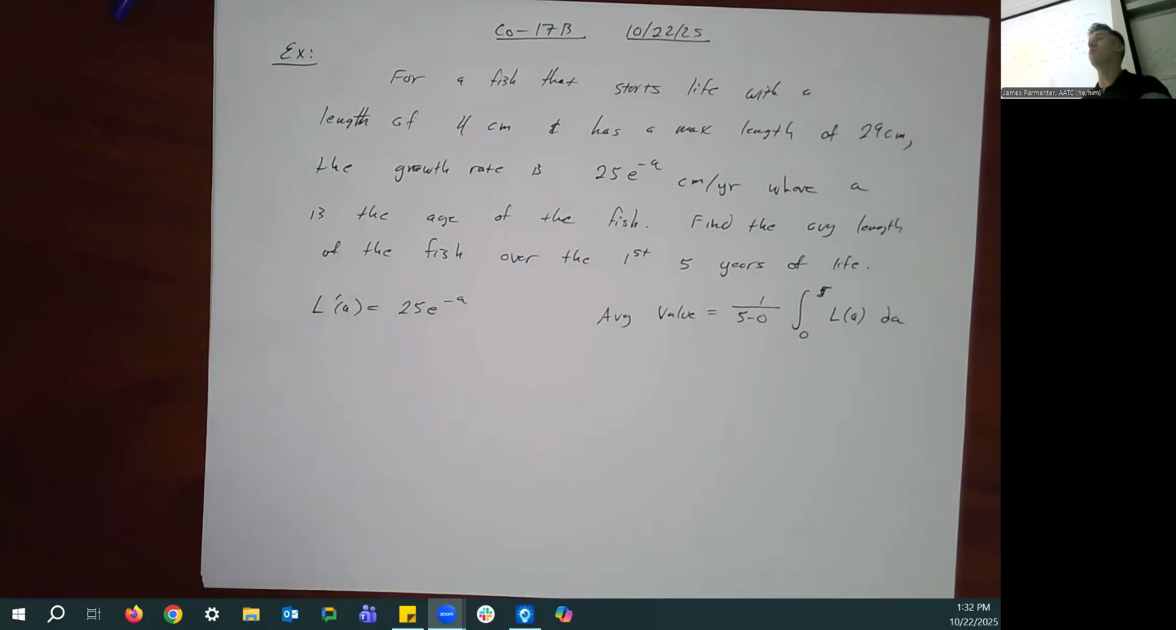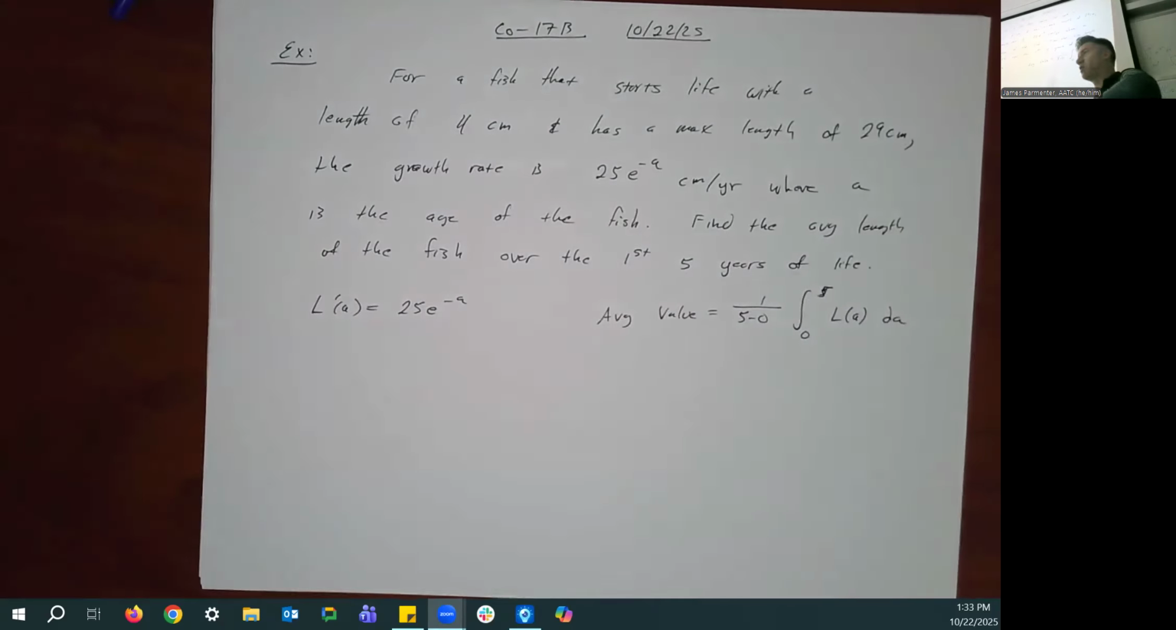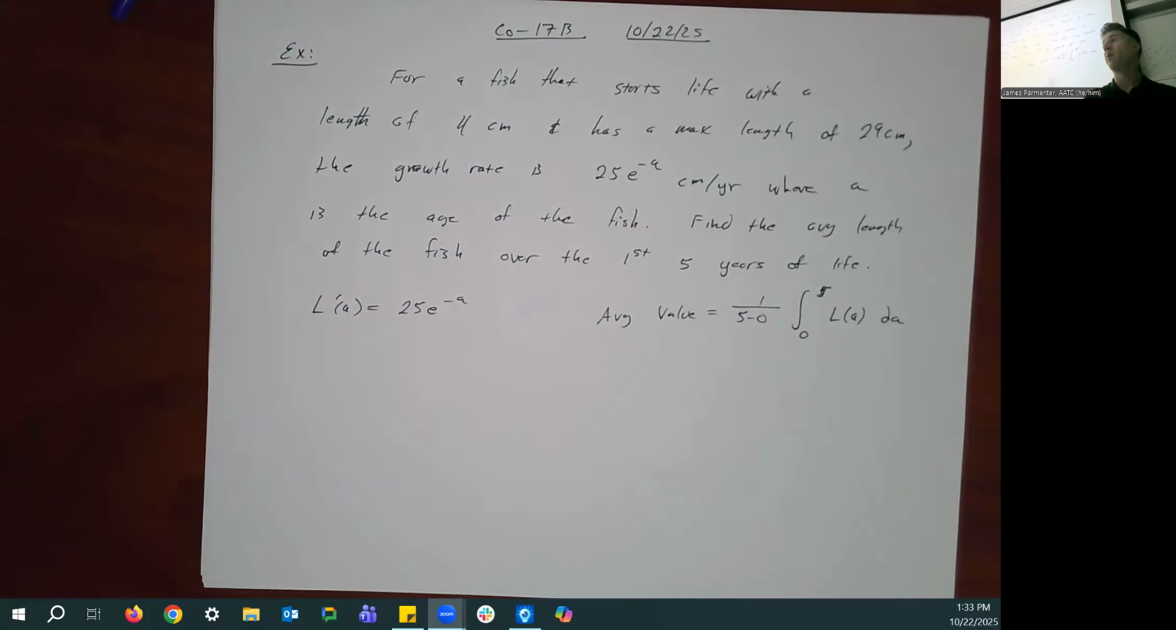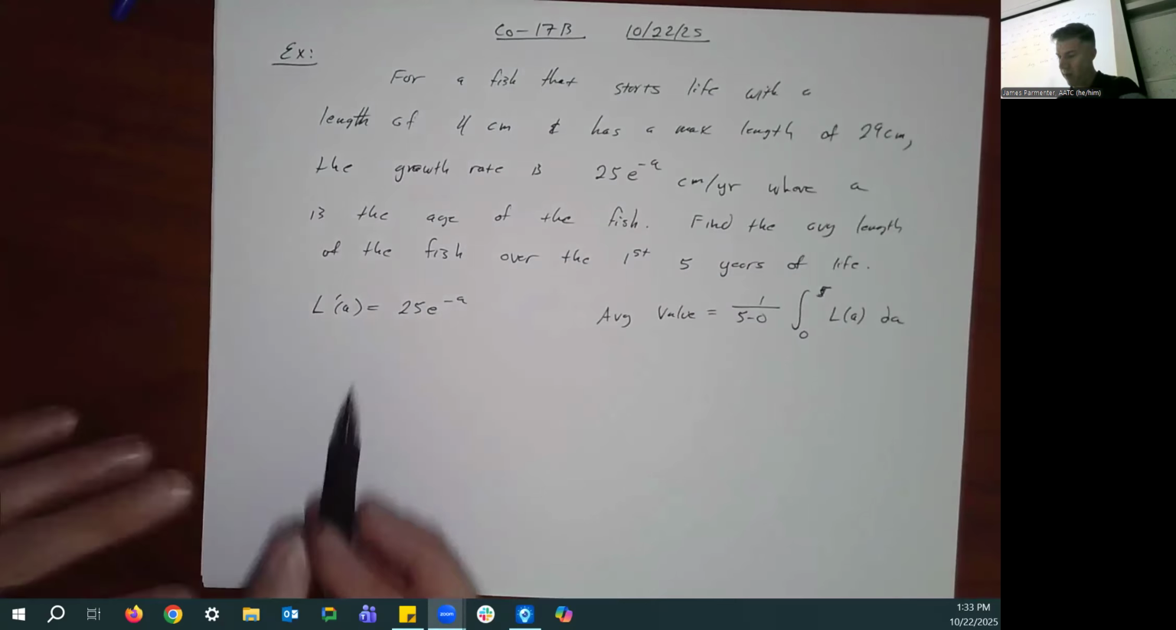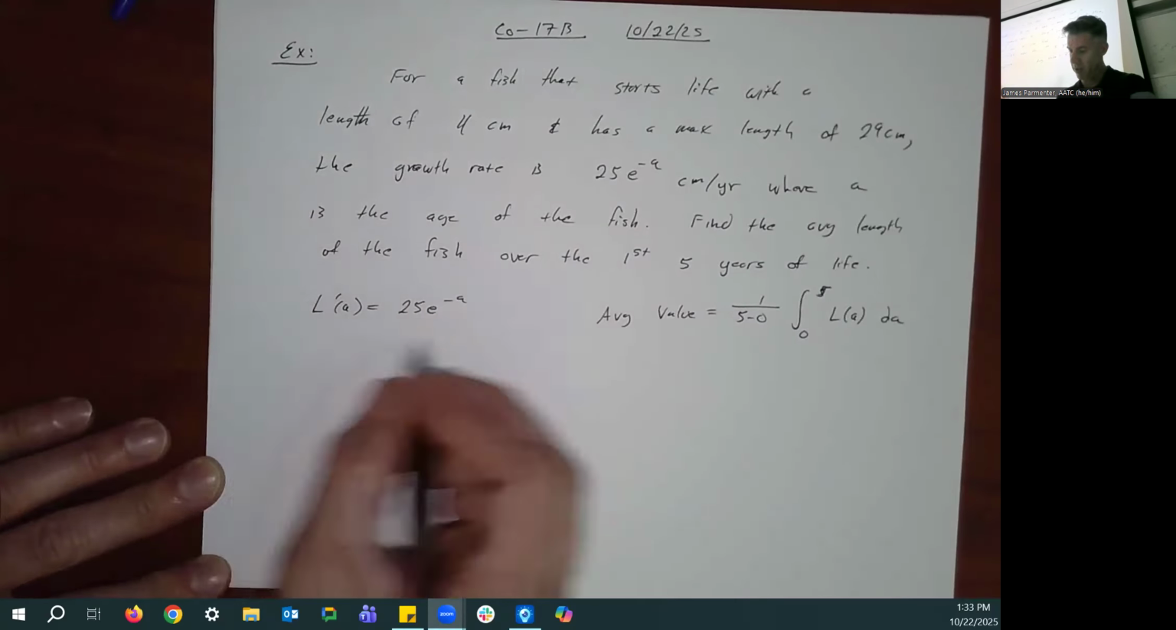So it just goes to show how important reading the words in the question are. If you just glanced over this and saw, oh, there's a function, average value, I'm going to integrate and divide, we would end up with the wrong answer. So let's find our length function by anti-differentiating this.